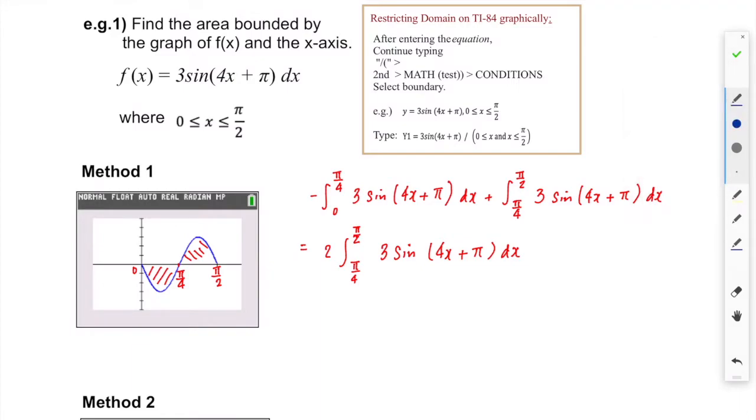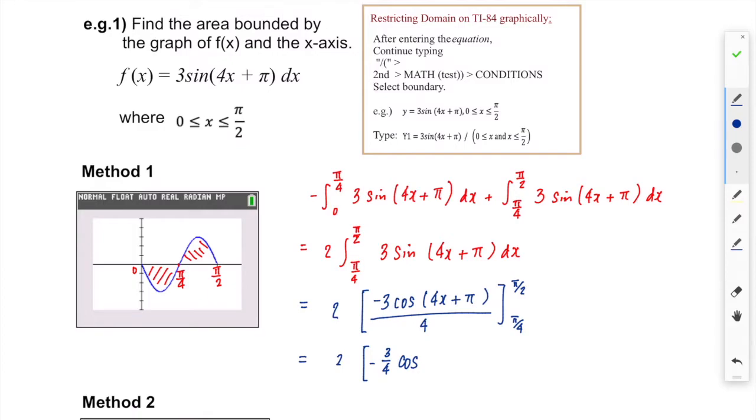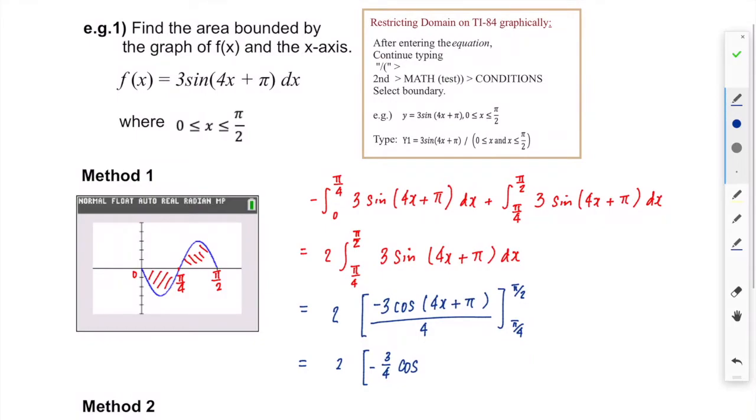I have negative 3 over 4 cosine of 4x plus pi, right? Using that reverse chain rule, from pi over 4 to pi over 2. I can then do my evaluations. I have cosine 4 times pi over 2. 4 pi over 2 is 2 pi plus pi, that's 3 pi. Minus negative, so plus 3 over 4. Cosine 4 times pi over 4 is pi plus pi, 2 pi.